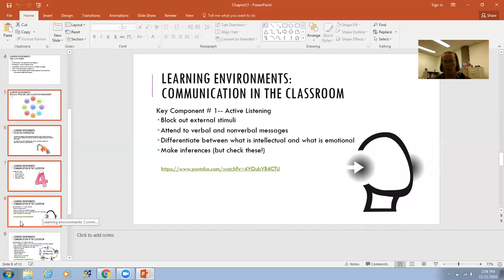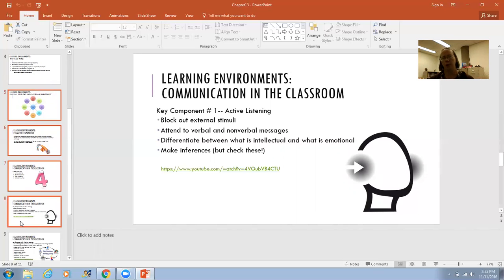So with active listening, we want to block out external stimuli. So that's really creating an environment that's quiet. So it is difficult to listen. It's difficult to have good communication when there's a lot of excess noise happening. So we want to also attend to both verbal and nonverbal messages.